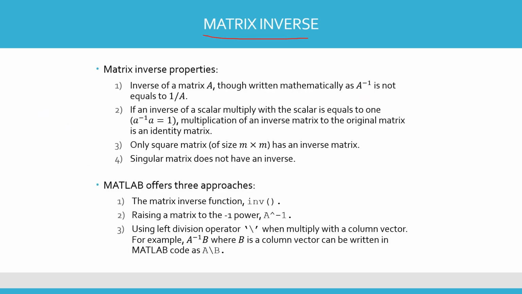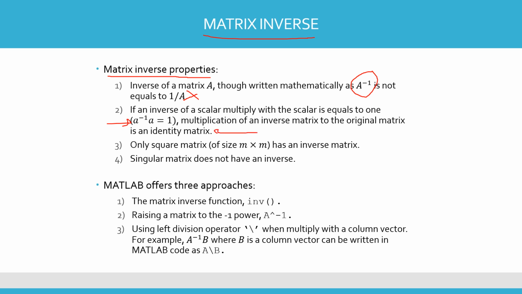We continue with the matrix inverse. These are some properties of the inverse matrix you have to recall. How to write it? You use this one, don't use this one. Another property: the inverse of a scalar multiplied by the scalar is equal to 1. A inverse multiplied by A is 1. Multiplying an inverse matrix by the original matrix gives an identity matrix.